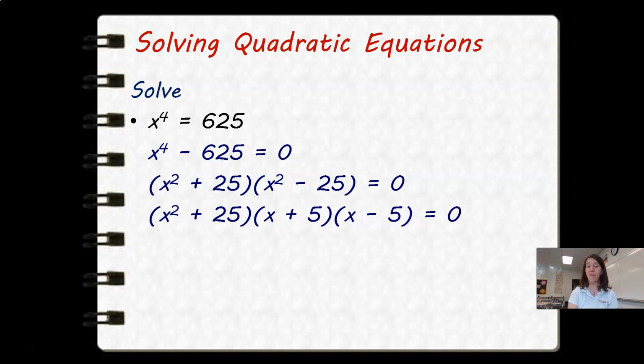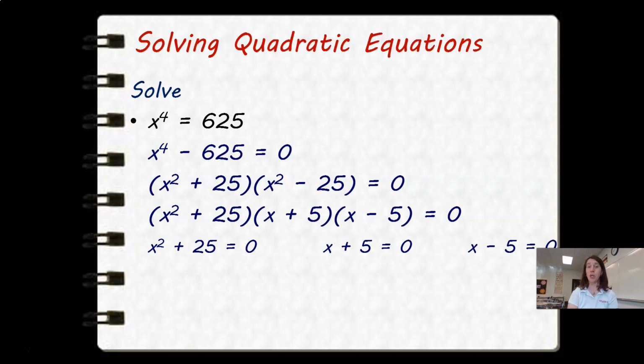We have three different factors, just like we saw yesterday in our question. The first factor is the x squared plus 25. The second factor is the x plus 5, and the third factor is the x minus 5. Any of those factors could be where the 0 is sitting, so I have three different equations that I need to write. So x squared plus 25 is equal to 0, x plus 5 is equal to 0, and then x minus 5 is equal to 0.